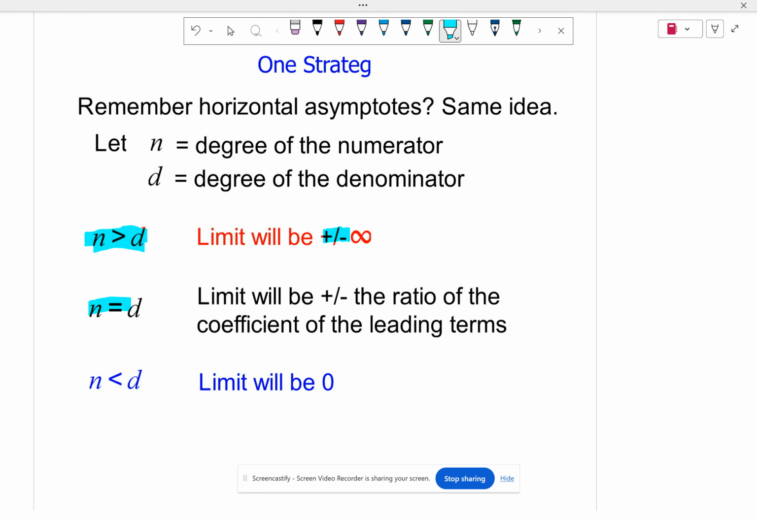If the degree on the top and bottom are the same, then it's the ratio of the leading coefficients. However, it's positive or negative. We don't necessarily know if it's going to be a negative of the ratio of the leading coefficients or positive. So we'll do a little bit of work to check that out. And lastly, if the degree on the top is smaller than the degree on the bottom, then the denominator is going to go to infinity much faster than the top. And when you have an infinitely big denominator, your value is going to get infinitely close to 0. So the limit will be 0. No positive or negatives, just 0.